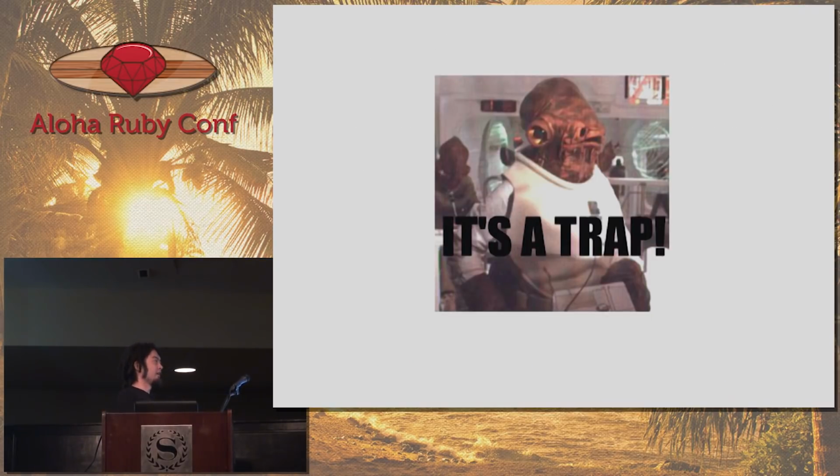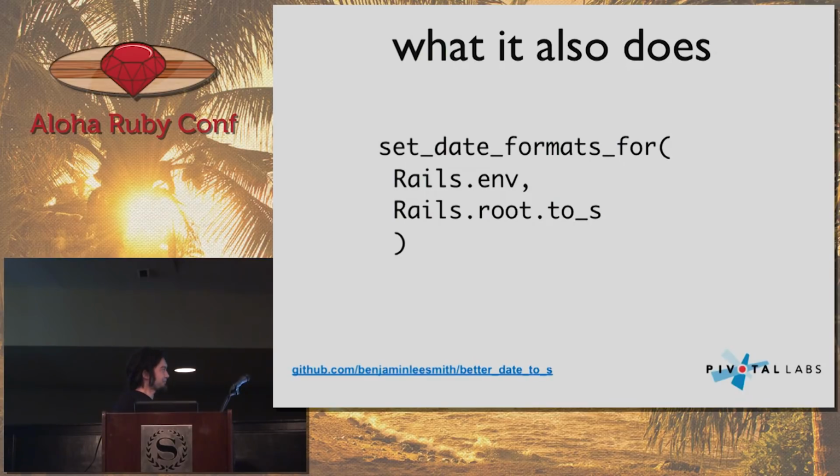You might be catching on now. None of these gems actually do what they claim to do. It's all just misdirection, kind of magic. What this actually does, it calls this method set date formats for and passes it the Rails environment, the Rails root. Looks a little strange. So let's look at that method, set date formats for.